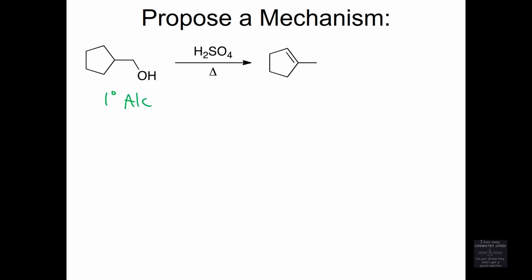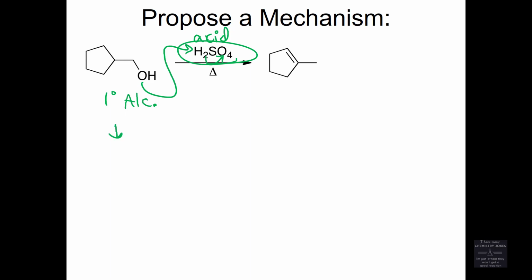It's a primary alcohol that I'm reacting, and this is acid. Primary alcohols and acid, we've seen those do substitution and elimination, depending on what kind of acid it is. Acids like this do elimination. And my product actually shows me that I'm going to do elimination. So am I doing E1 or E2? Well, it's a primary alcohol. I'm not going to make a carbocation that's primary.